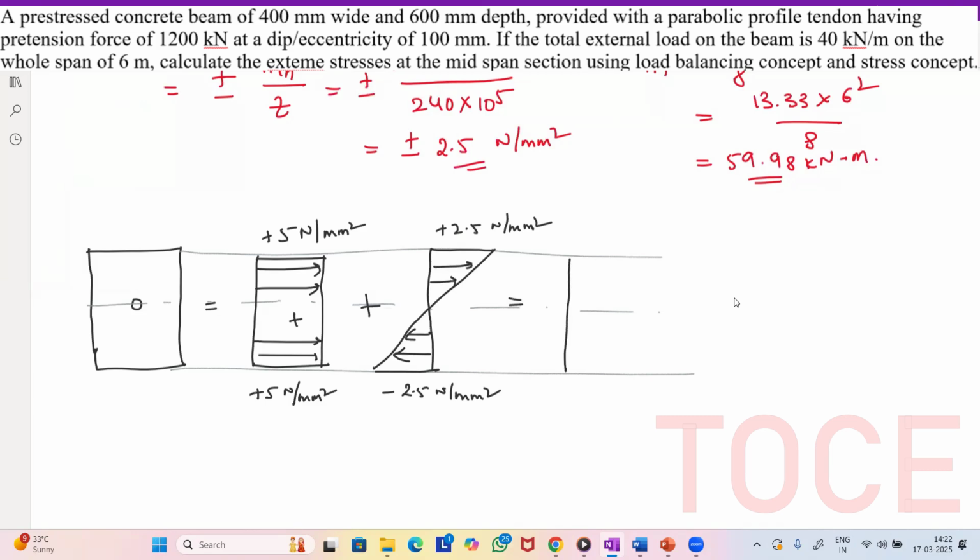Now find the resultant stress by adding top stresses and bottom stresses. So on top, it will be 5 plus 2.5, that is plus 7.5 Newton per mm square. And bottom, 5 minus 2.5 will be plus 2.5 Newton per mm square. So everything is positive.